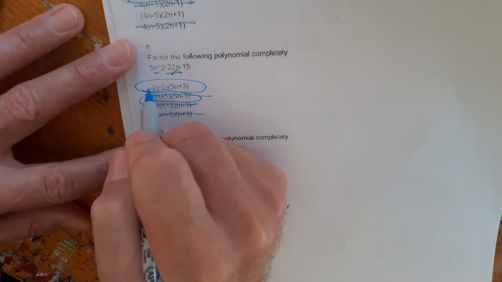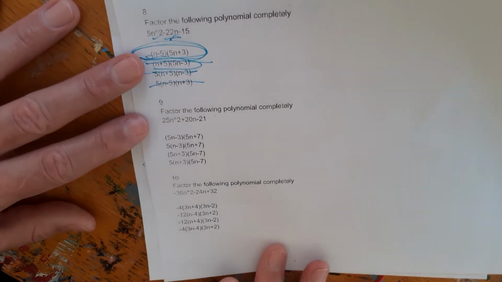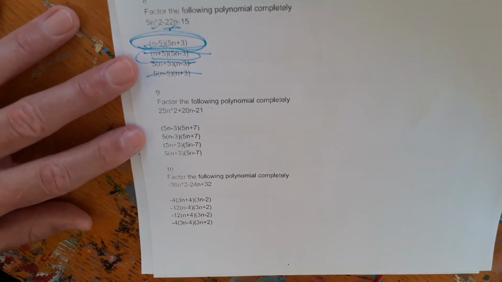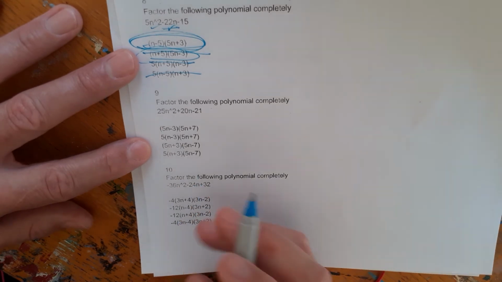So notice I'm doing FOIL almost quicker and quicker, right? I'm just running through FOIL repeatedly. By the time you do 10 of these problems, you're going to get good at FOIL, which you already have practiced with in prior lessons.